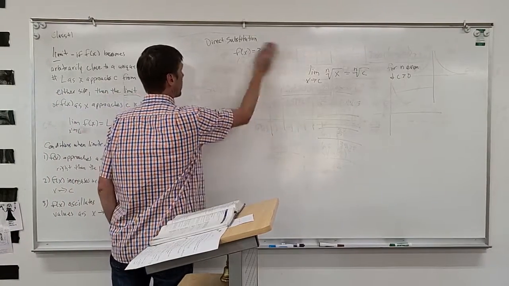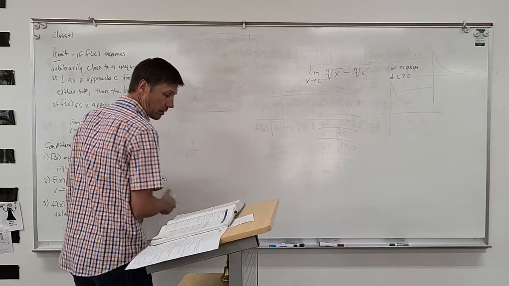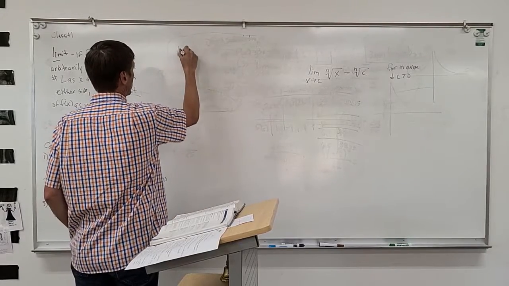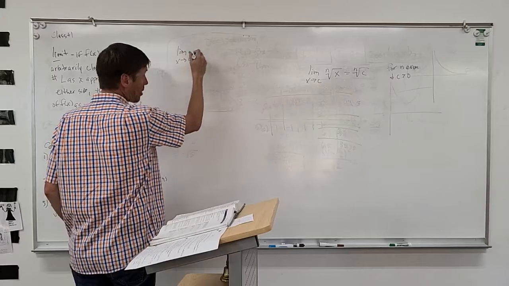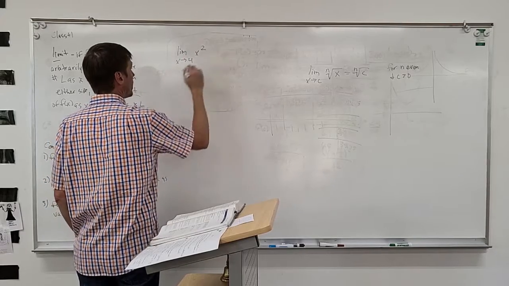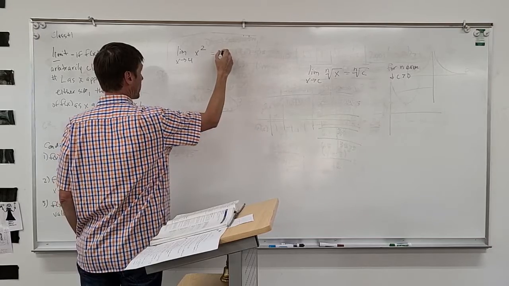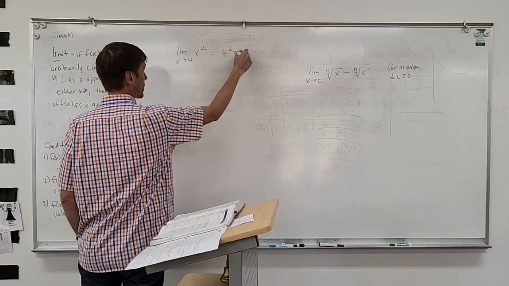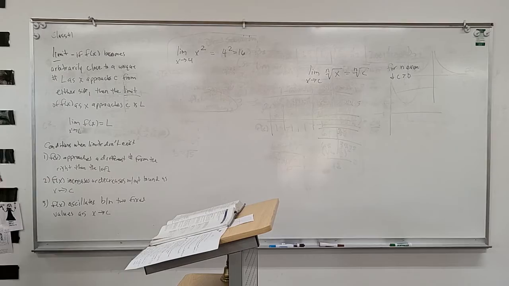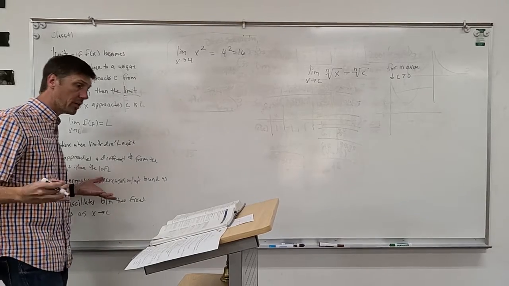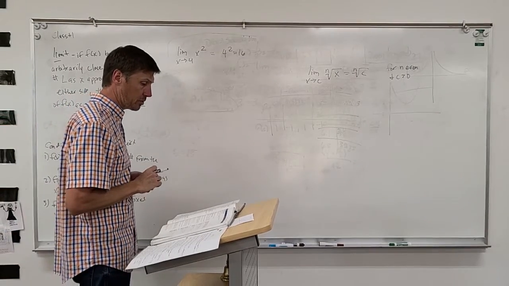So again, this kind of goes along with the direct substitution idea, but the limit as x approaches 4 of x squared, again, we can just directly substitute that in. We can say that that's simply going to be 4 squared, which equals 16. Right? There's no issue with plugging in 4 there. The function's not undefined at that point or anything, so we just plug that value in.